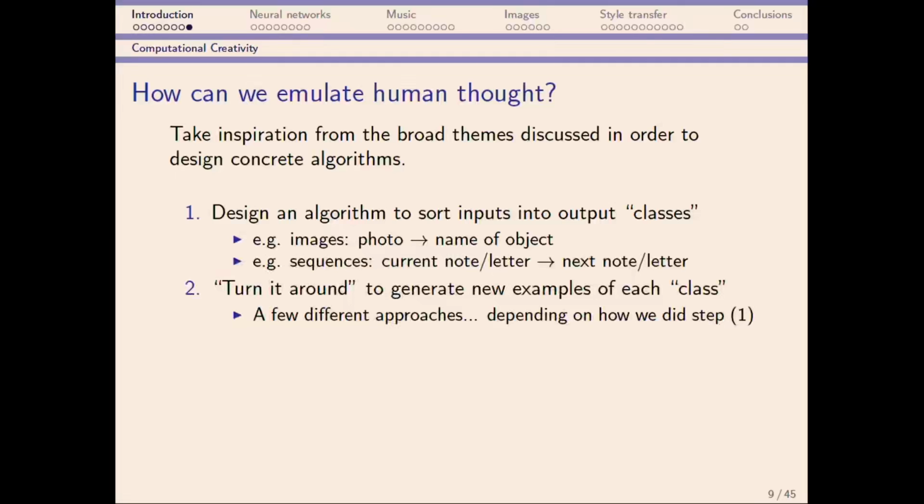We're going to design a general algorithm that can sort inputs into classes, if you like. It can do object recognition. If I give you an image of an object, it can tell you what that image is. If I give you a piece of music, it can tell you what each note in the piece is. And then I'm going to somehow try and invert this process, do the opposite. So if I give you a description of an object, can you paint me a picture of that object? If I give you a note in a musical piece, can you generate that note? Or if I give you a genre of music even, can you generate a sample in that genre of music? There are a few different approaches to how to do that, and it largely depends on how we designed the algorithm in the first step. But let's go on and see a few examples of how this might work.